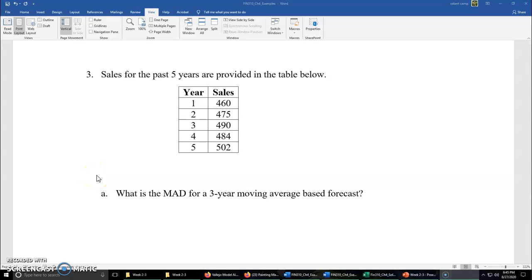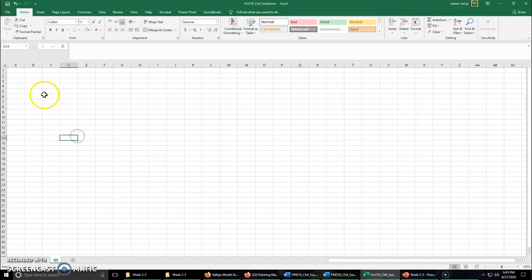Okay, and so we have sales for the past 5 years provided, and the question is, what is the mean absolute deviation for a 3-year moving average based on this forecast? So let's bring up Excel. Let's add our data in there.